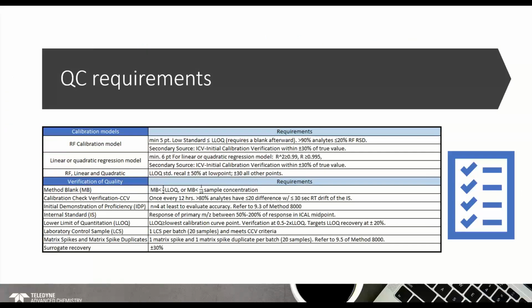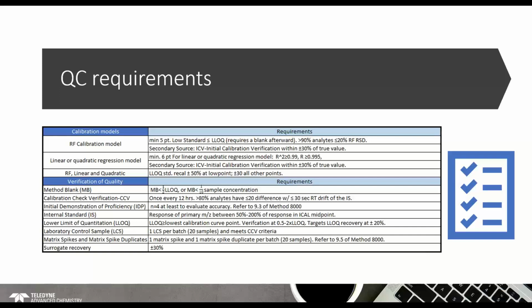As mentioned previously, here are the QC requirements regarding the system calibration. So there are 3 calibration models: the response factor, the linear, and quadratic regression model. All 3 models require 2 standard sources. The first source is used to create an initial calibration curve, while the second source confirms the accuracy of the calibration. Additionally, the lowest standard must be less than or equal to the lower limit of quantification.